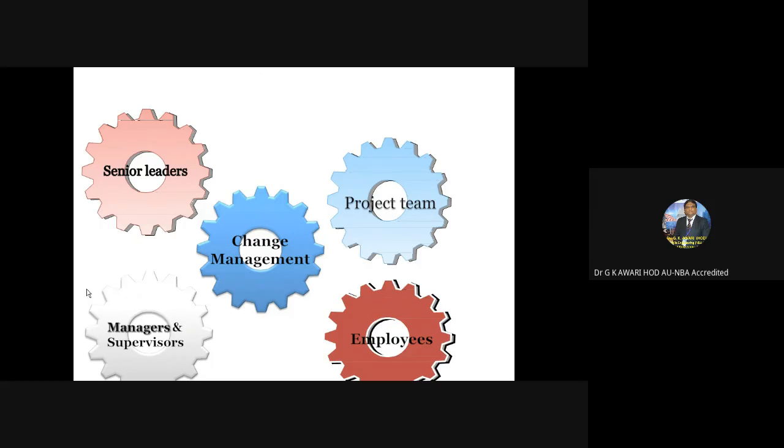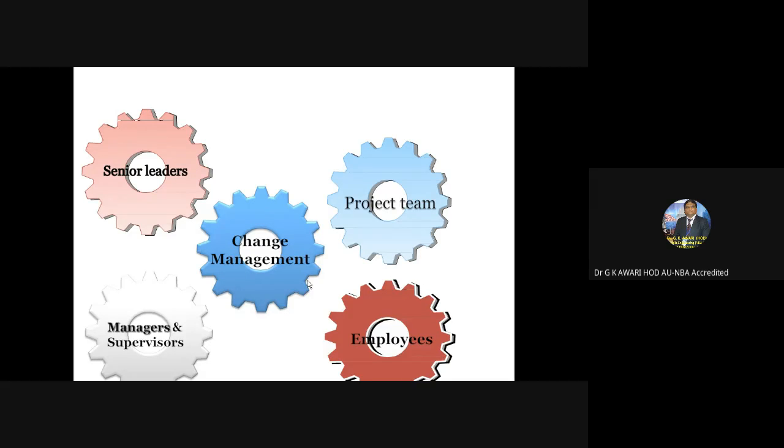So in the change management, senior leaders are also there, project team is also there, employees are also there, and managers and supervisors are also there. If you want everybody to change and bring a change in your organization, then this gear of senior management should be meshed with this gear. The project team gear has to be meshed, employees have to be meshed here, managers and supervisors also need to be meshed.